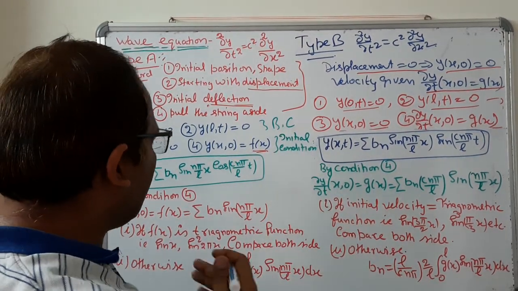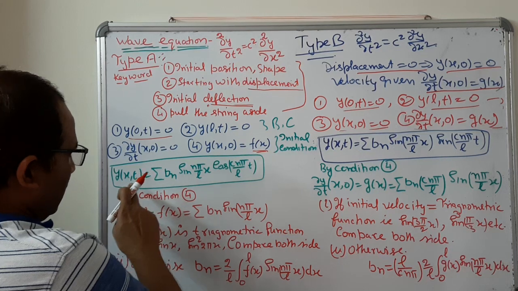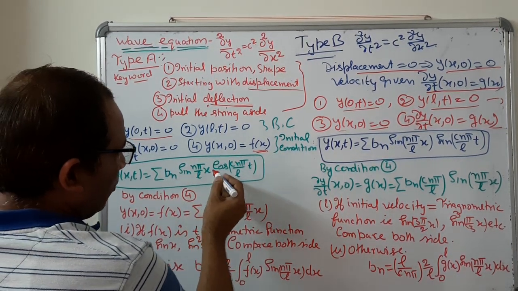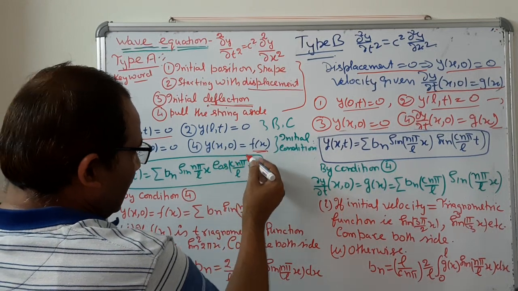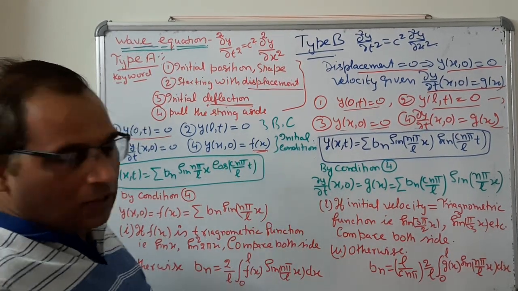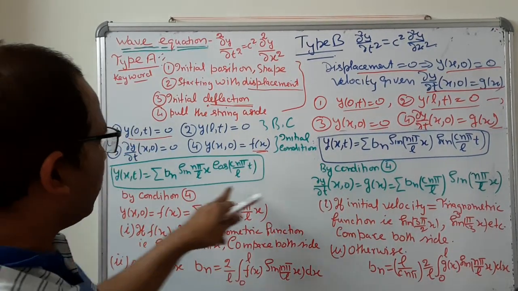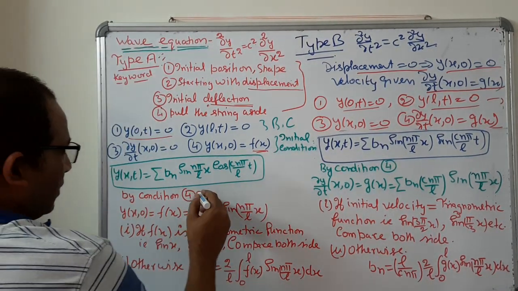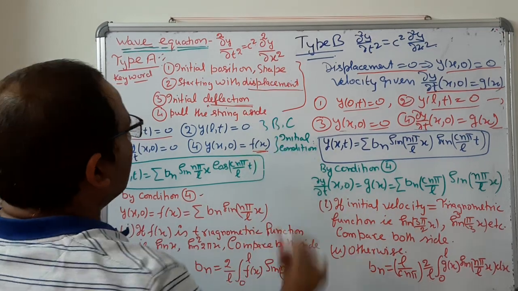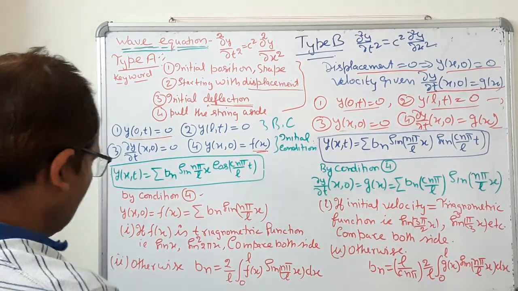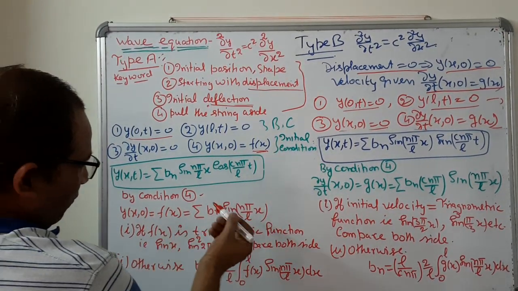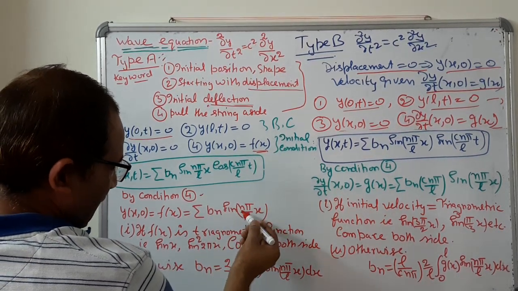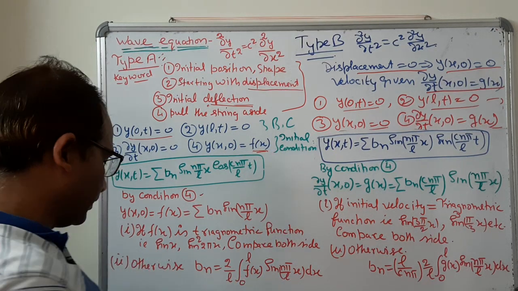In this case, we will derive the solution up to y(x,t), and we will get the sum of bn sin(nπx/L) cos(cnπt/L). We should write the whole solution up to this one. After that, we will apply condition number 4, that means initial displacement equal to f(x). We write y(x,0) equal to f(x), and if we put t equal to 0, we get the sum of bn sin(nπx/L).